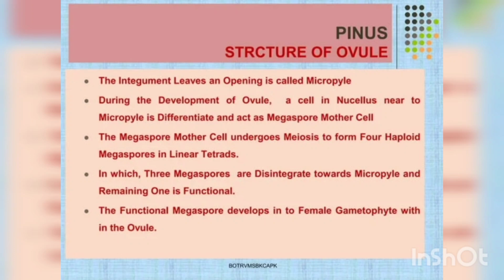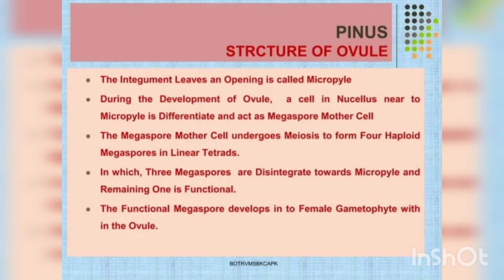During the development of the ovule, a cell in the nucellus near the micropyle is differentiated, and it acts as the megaspore mother cell. The megaspore mother cell undergoes meiosis to form four haploid megaspores in a linear tetrad. Out of four, three disintegrate and only one remains functional, and this functional megaspore develops into the female gametophyte.